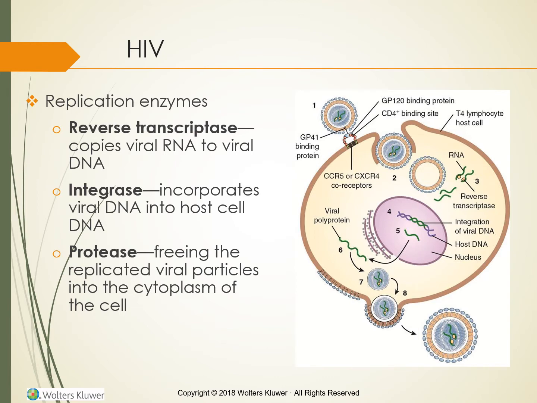Some migrate to the cell wall and form buds. When the buds rupture, they release many copies of the virus that reinfect other helper T cells. More than 10 billion viral particles are released daily. Most, but not all, are destroyed. Mutations occur frequently, complicating drug therapy and making production of a vaccine nearly impossible.